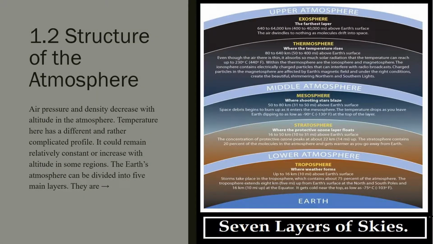Structure of the atmosphere. Air pressure and density decrease with altitude in the atmosphere. The temperature here has a different and rather complicated profile. It could remain relatively constant or increase with altitude in some regions. The Earth's atmosphere can be divided into five main layers: exosphere, thermosphere, mesosphere, stratosphere, and troposphere.